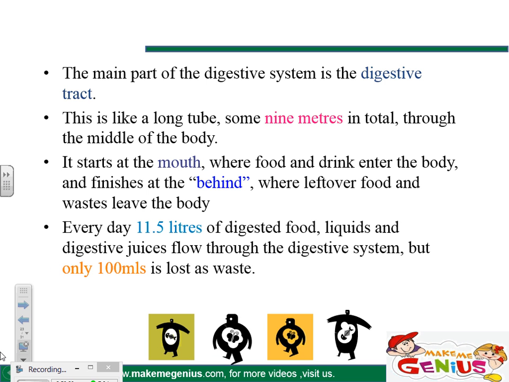Every day, 11.5 liters, so that would be 11 of those soda bottles that you drink, and a half of it is your food digesting. Liquids, juices, flow through the digestive system. But only 100 milliliters of it is lots of waste.